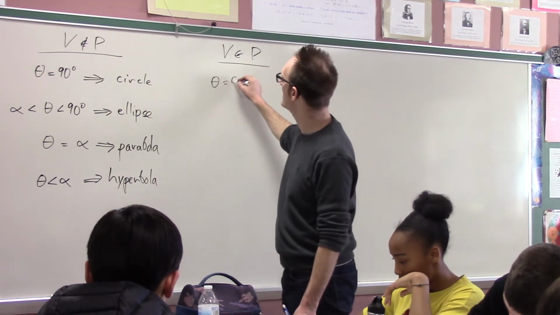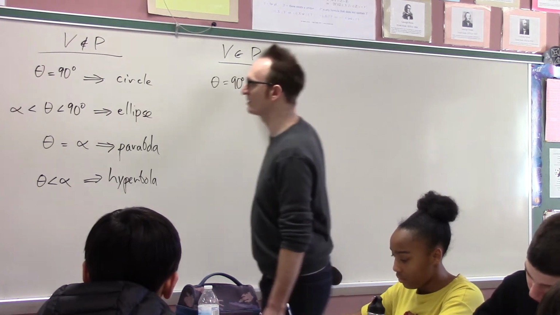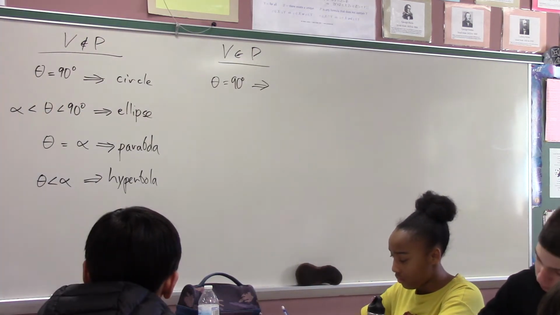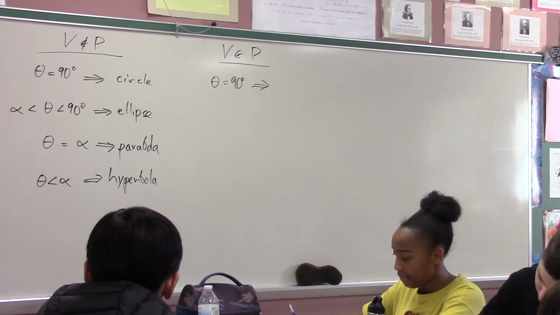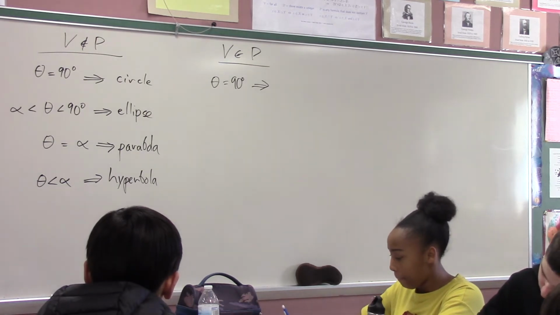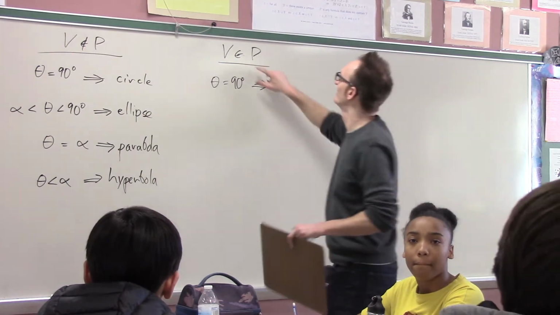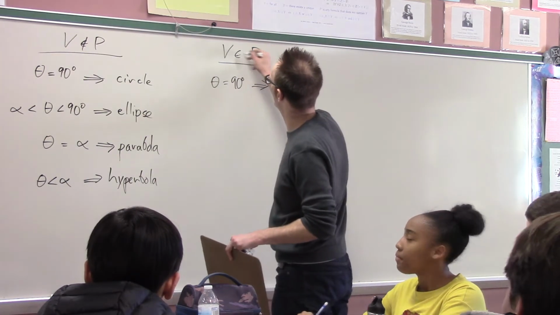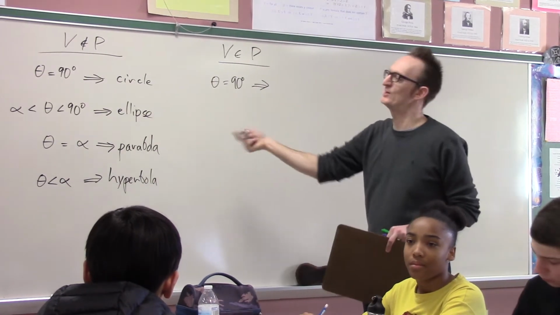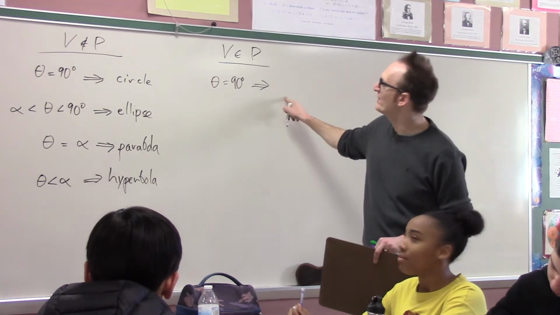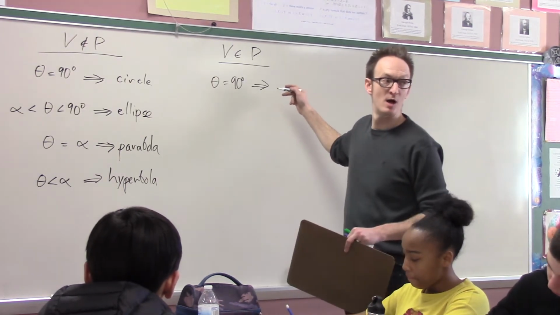What if theta is 90, but the plane is going through the point? Now you have to violate the rules I said before and just keep moving it. If theta is 90, then what do we get? A point.